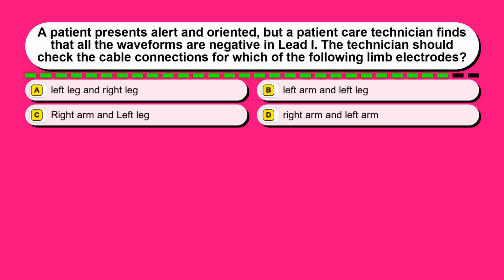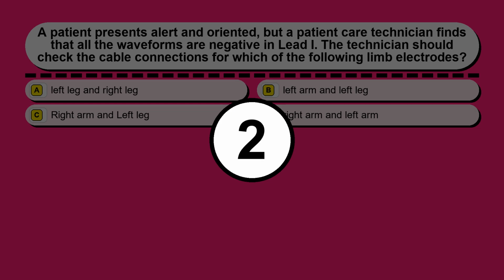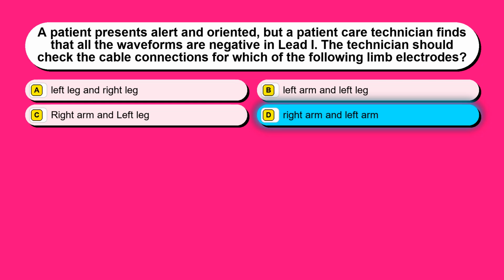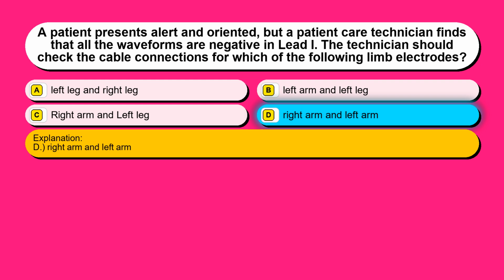Question 6. A patient presents alert and oriented, but a patient care technician finds that all the waveforms are negative in lead I. The technician should check the cable connections for which of the following limb electrodes? Option A, left leg and right leg. Option B, left arm and left leg. Option C, right arm and left leg. Option D, right arm and left arm. The correct answer is option D, right arm and left arm.